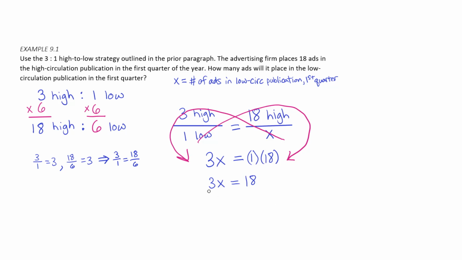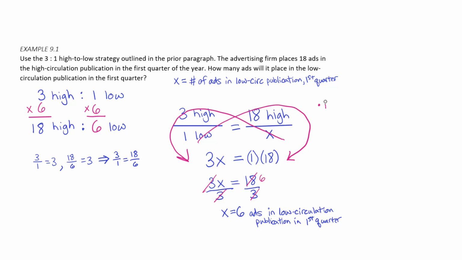To solve for x, we need to divide both sides of this equation by 3, because dividing by 3 on the left side is going to cancel the 3's, leaving only x. On the right-hand side, that 3 on the bottom is going to cancel, and that 18 is going to become a 6. 18 divided by 3 is 6, so we end up with x equals 6. Remember what x was. 6 is the number of ads to place in the low circulation publication in the first quarter. So let's reflect on what we did to solve this problem.